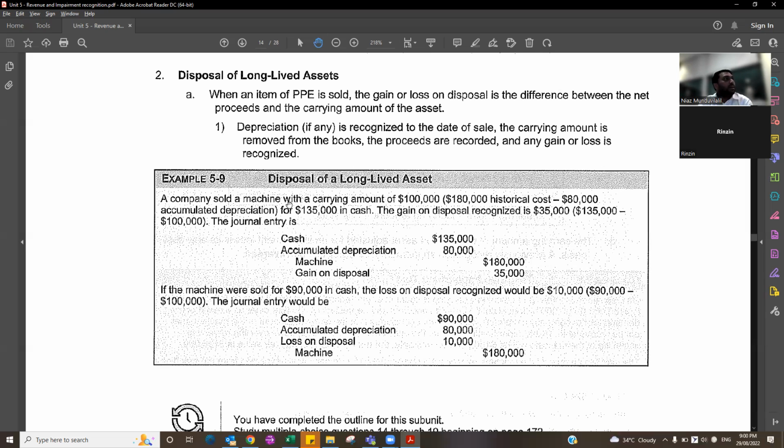For example, a company sold a machine with a carrying amount of 100,000. That means the historical cost is 180 and 80 is the accumulated depreciation. They sold it for 135. So cash is 135, you credit the machine 180, and you debit accumulated depreciation, because accumulated depreciation has a credit balance. Then the difference is your gain on disposal. For a loss it is the same way. If you get 90,000, you will cancel your accumulated depreciation and machine, and the difference is the 10,000 loss on disposal.